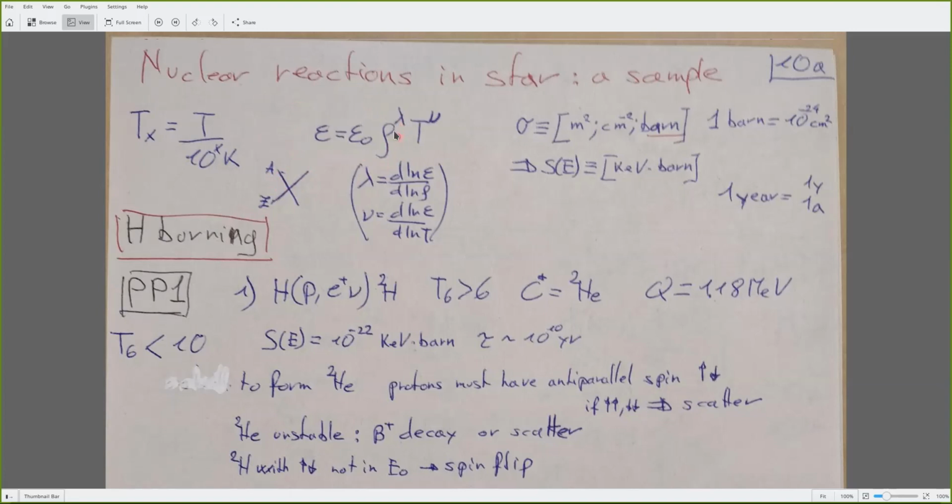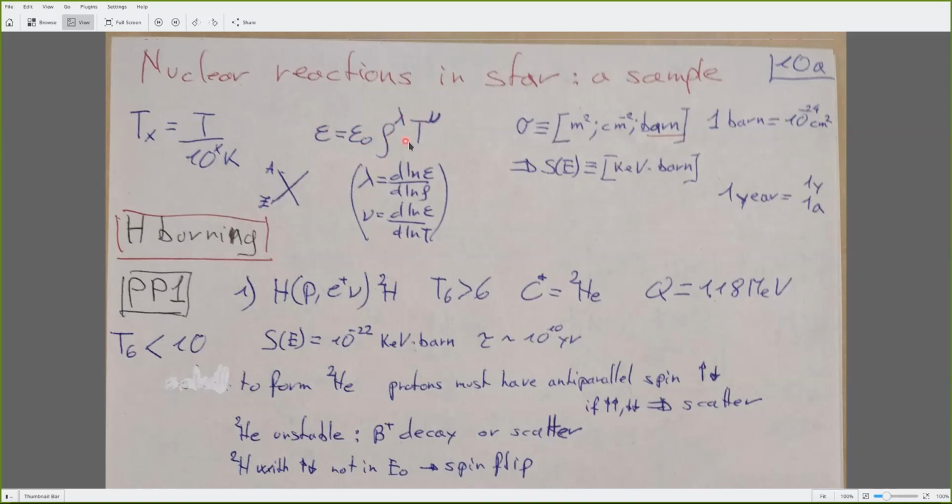Then we usually approximate the energy production per unit mass in this way: a constant multiplied by the density to some exponent and the temperature to another exponent. Actually, the real formulas are much more complicated. In a real case, you usually have an exponential with the temperature inside, or something else.